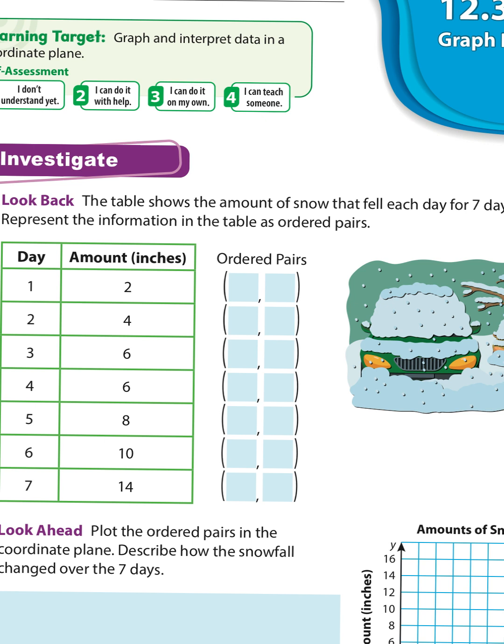So the very first ordered pair that I have would be written as (1, 2). Remember, ordered pairs always have parentheses around them and they are separated by a comma. Okay, the next ordered pair would be what? (2, 4). Then (3, 6). Next, (4, 6). And then (5, 8), (6, 10), (7, 14). Okay, good. So y'all feel good about pulling information out of a table and listing them as an ordered pair, okay?